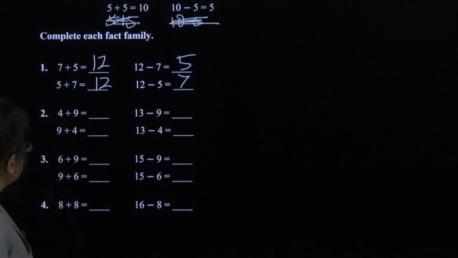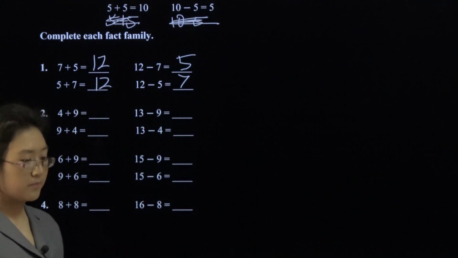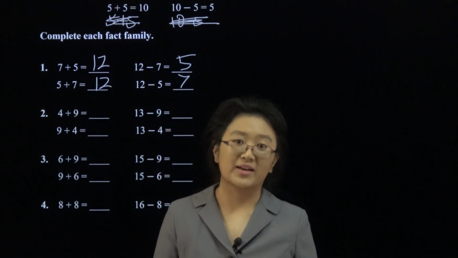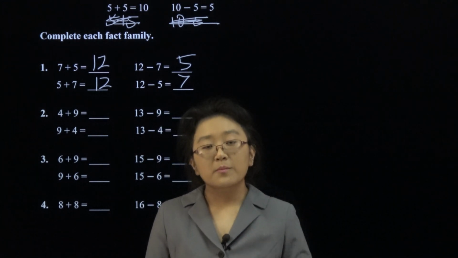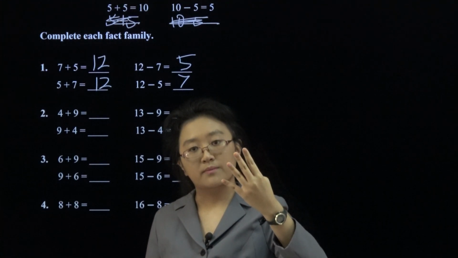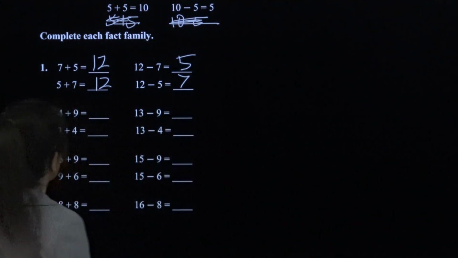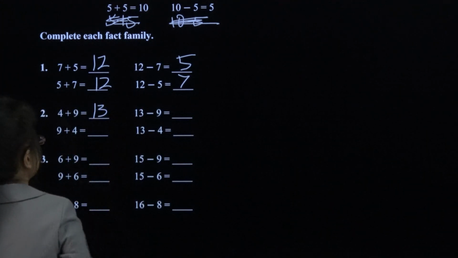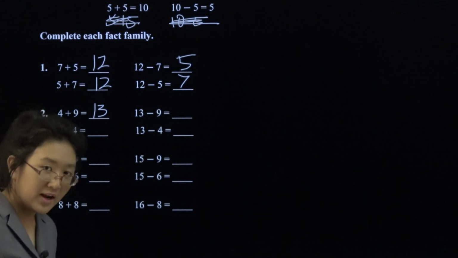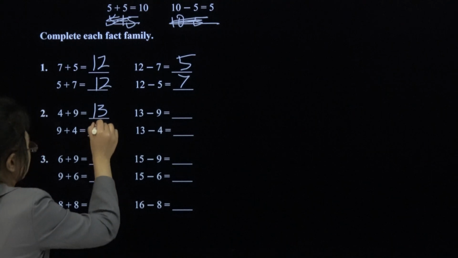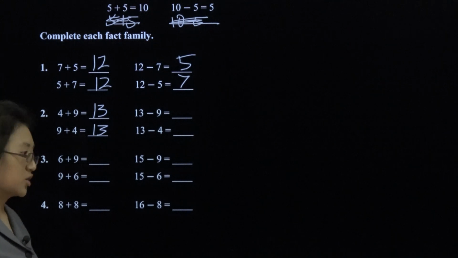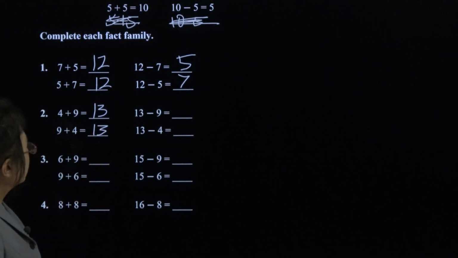Now 4 plus 9 and 9 plus 4. Let's just do 9 plus 4 because it's easier counting from the larger number because you don't have to count that much. 9 plus 4, 10, 11, 12, 13. 9 plus 4 is equal to 13. And 4 plus 9 would also be equal to 13 because it's just the commutative property of addition and you just switched the addends around, which doesn't change much.